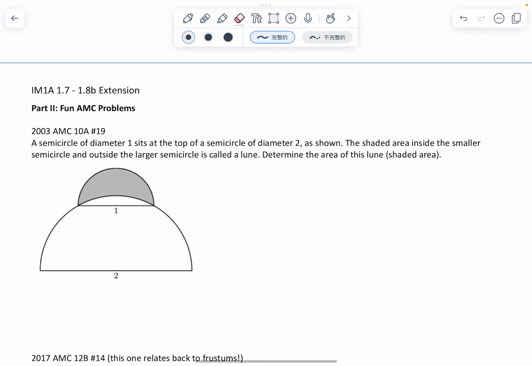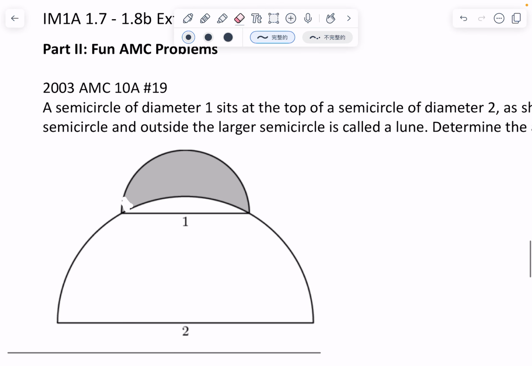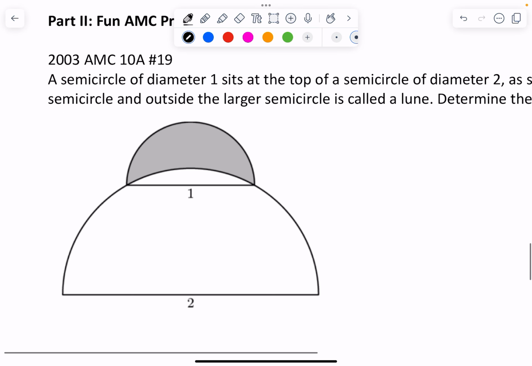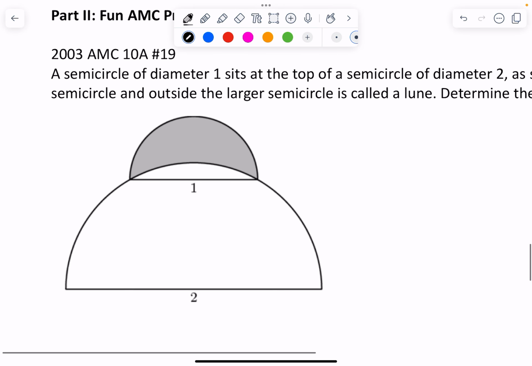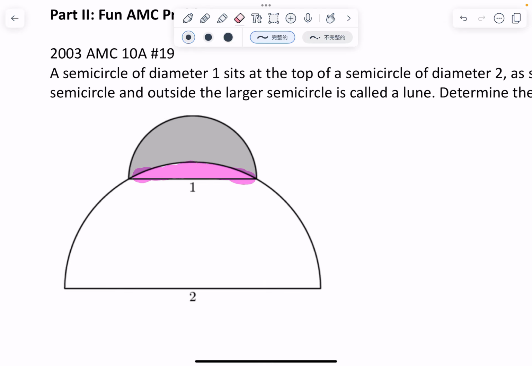AMC extensions. So the first question, we want to find this shaded area. How do we do that? Well, to find this area, we could find the total area and just subtract off this little bit. But how do we find this little bit?